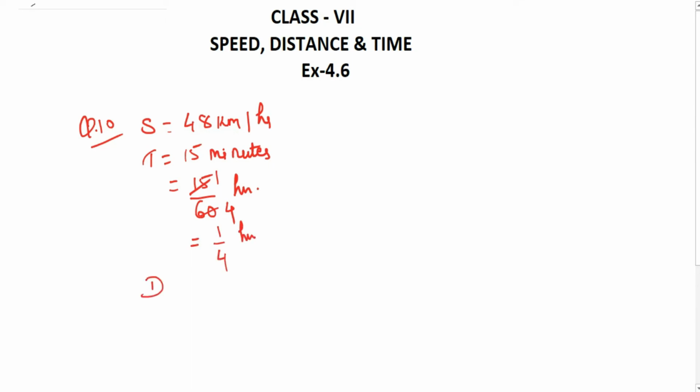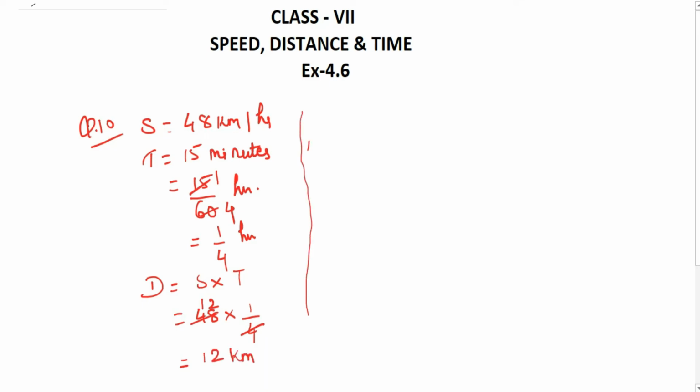Now you know the formula of distance again. The formula of distance is speed into time. So we will write down 48 into 1/4. That will become 4 ones are 4, 4 twelves are 48. So the required distance is 12 kilometers.